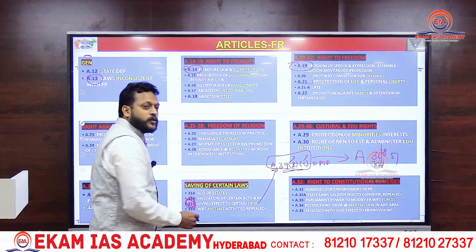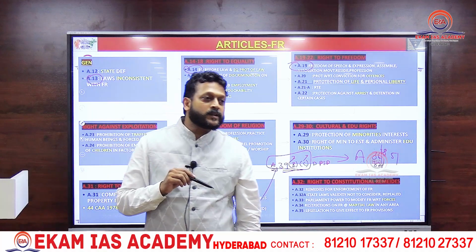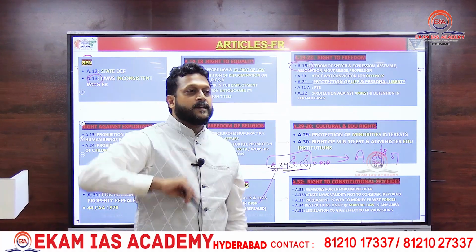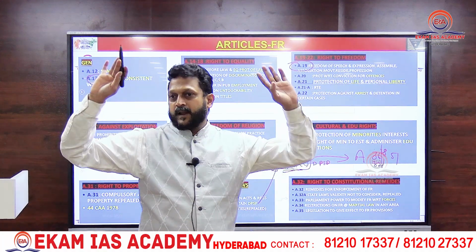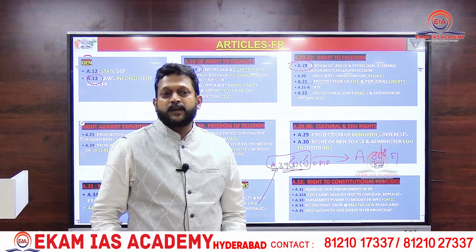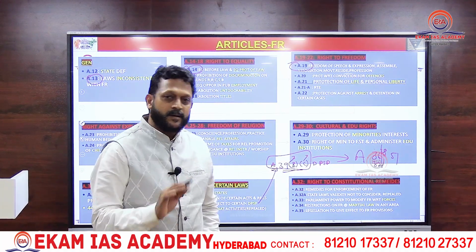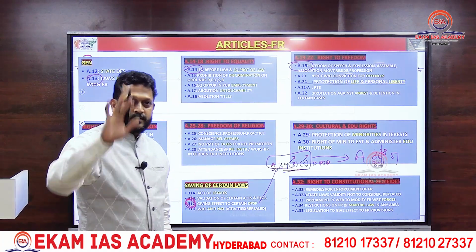Initially in Article 31C they told only 39B and C. Later on what they have told? It will be immune from any DPSP. Like if they are implementing any DPSP, it will be immune. Okay? Understood? Any doubts? Good.